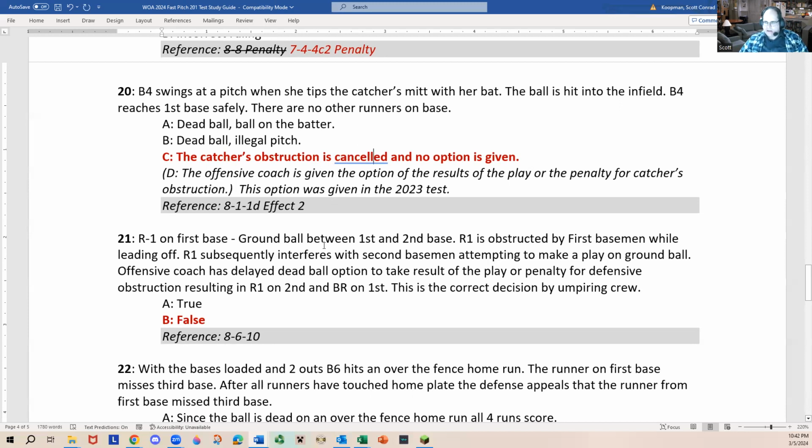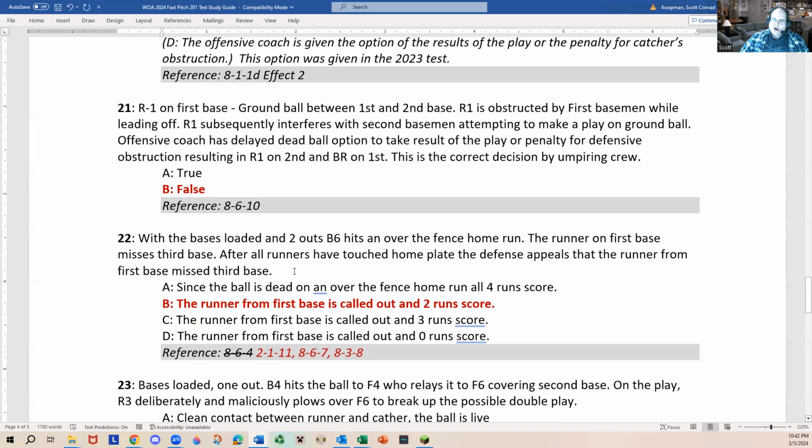Question 21. R1 is on first base, and a ground ball is hit between the first and second base. R1 is obstructed by the first baseman while leading off. R1 subsequently interferes with the second baseman, attempting to make a play on the ground ball. Offensive coach has delayed dead ball option to take result of the play or penalty for defensive obstruction, resulting in R1 on second and the batter runner on first. This is the correct decision by the umpiring crew.